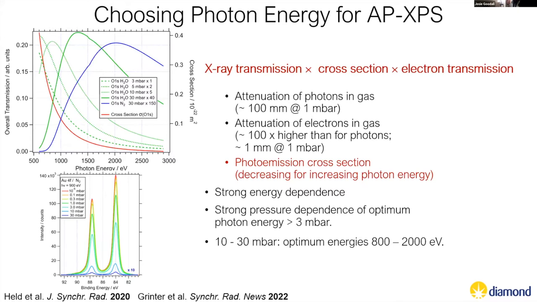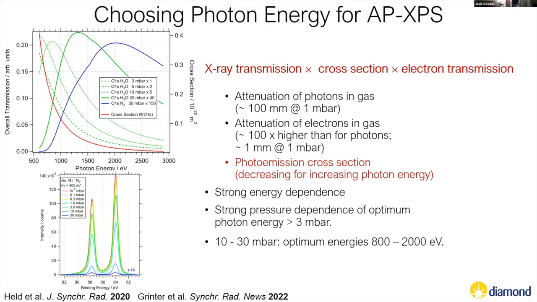We have to balance. And these plots in green and blue, shown for different gases, so water and nitrogen, at different pressures. And you can see there's a massive change in the transmission here. So you really have to balance all these three factors. It's not an easy thing to do, it takes a bit of experience, and it changes from sample to sample.